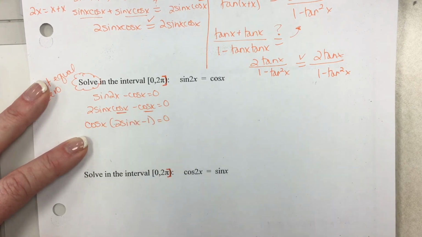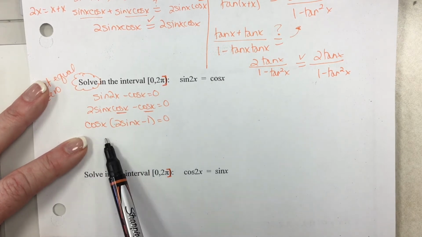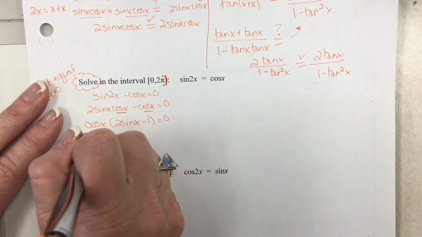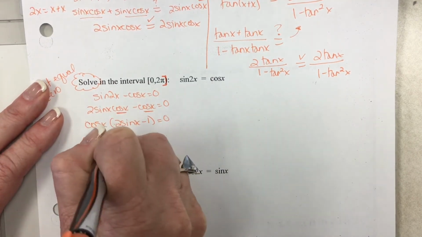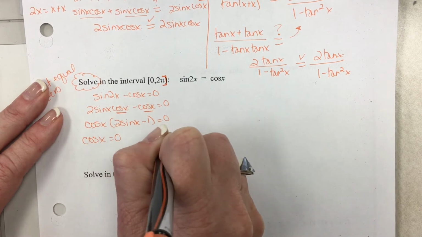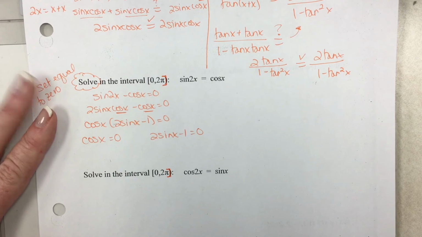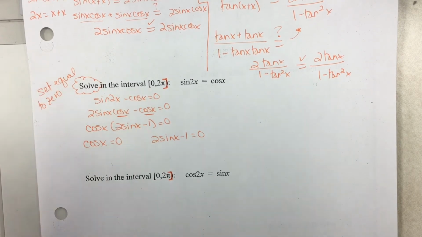And that's a minus right there. That's where that comes from. So once you're in factored form, where we've got one factor being multiplied by the other, then I can set them both equal to 0. So I get cosine x equals 0, and 2 sine x minus 1 is equal to 0. And this should look really familiar.